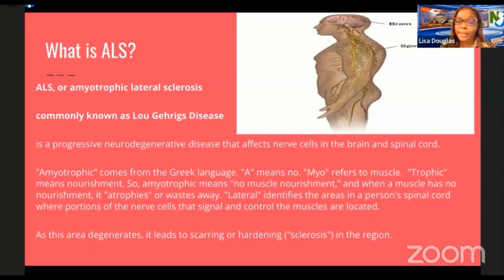Lateral identifies the areas of a person's spinal cord where portions of the nerve cells that signal and control the muscles are located. As this area degenerates, it leads to scarring or hardening, or sclerosis, in that region. And here's a photo of where it really affects.